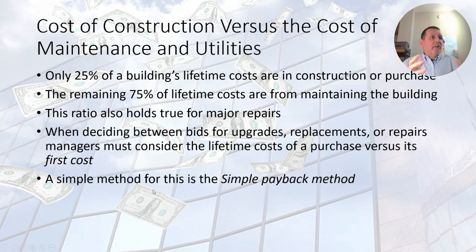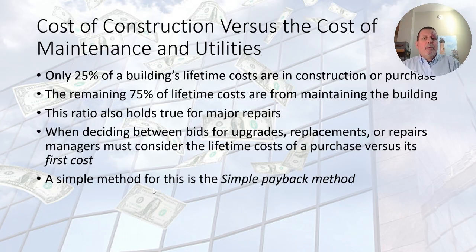So there's some things that we want to look at, and that is only 25% of a building's lifetime cost is in the construction or purchase. The remaining 75% lifetime costs are from maintaining the building. Now that ratio holds true, or there is a ratio that can be applied to other types of purchases as well. It might not be 25-75, but there is a ratio between initial cost and operational cost and anything we do.